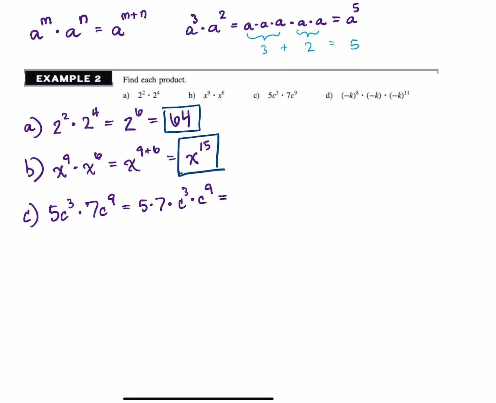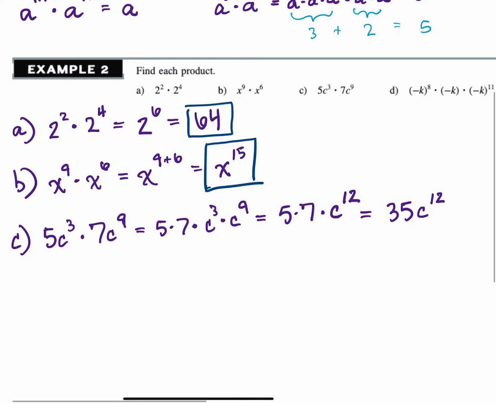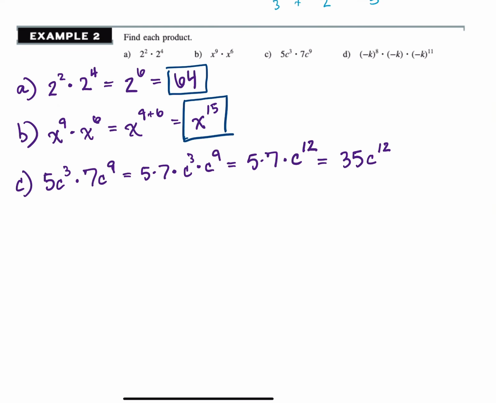So that means this can be written as 5 times 7 times c to the 12th power. We can add those exponents together. And then 5 times 7 is 35. So 35c to the 12th power. So if we have some sort of mixture like this, we can end up just multiplying these coefficients, the 5 and the 7, and then add the exponents together.